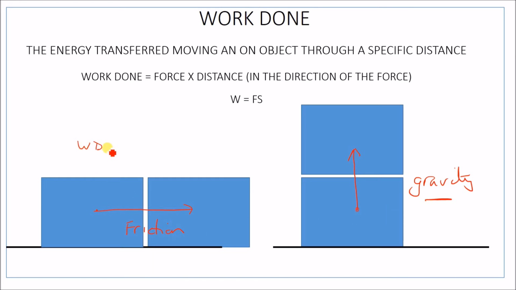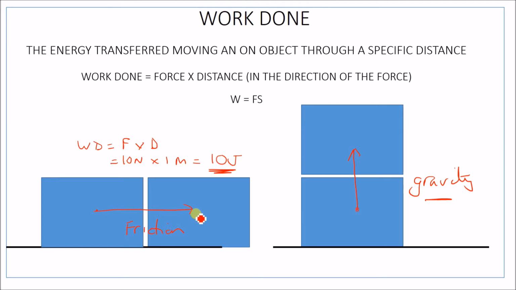So work done is equal to force times distance. We'll give this box a force of 10 newtons, and we'll say that we've moved it 1 meter. That means the work done is equal to 10 joules. That means I've had to put 10 joules of energy in to move the box.